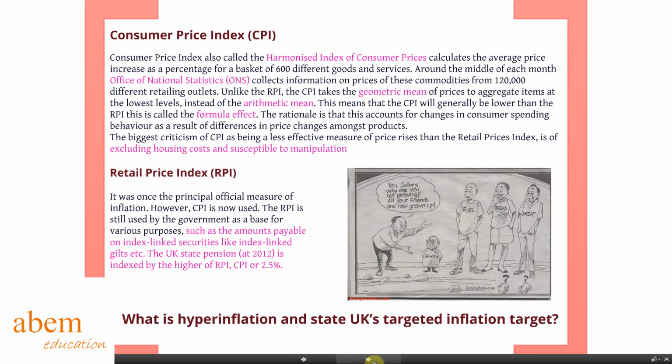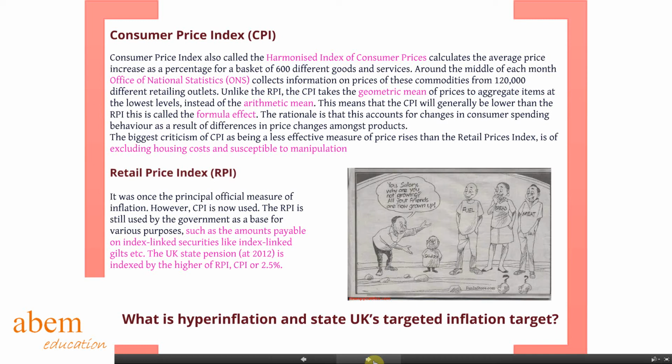The formula used to calculate CPI is the geometric mean instead of the arithmetic mean like the RPI. Hence, CPI is always less than the RPI. The rationale is that this accounts for changes in consumer spending behavior as a result of differences in price changes. The difference between the CPI and the RPI, CPI always being lower than the RPI, is known as the formula effect. The biggest criticism of CPI is that people see it as a less effective measure than the RPI because it excludes housing cost and can be manipulated by the government.